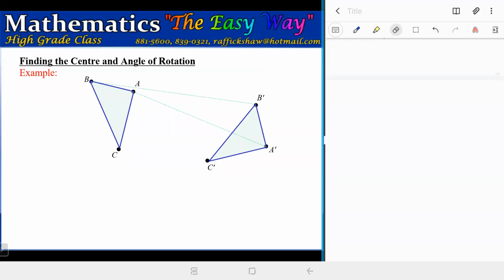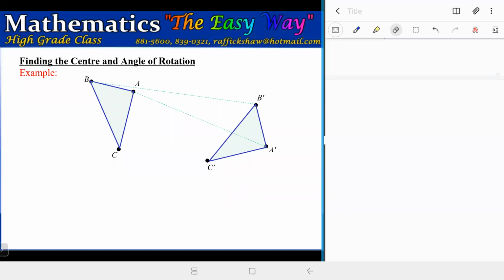Then I need a perpendicular bisector of those two lines. What's a perpendicular bisector? A perpendicular bisector bisects the line and is also perpendicular to the line. So I want the perpendicular bisector of AA prime, and the perpendicular bisector of BB prime. Let me say it again. The perpendicular bisector passes through the midpoint of the line and is also perpendicular to the line.